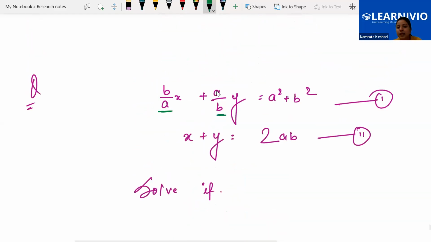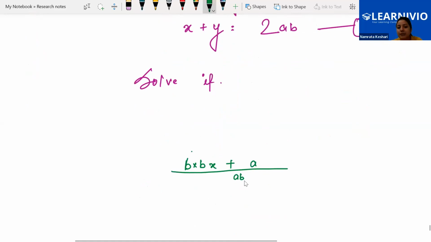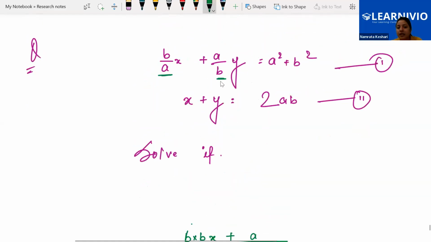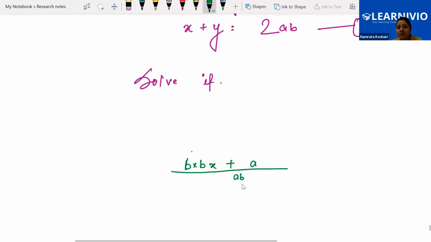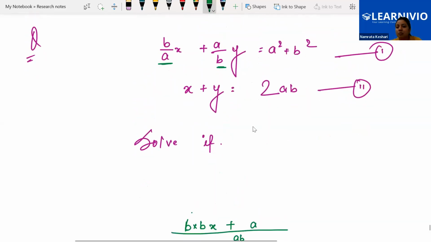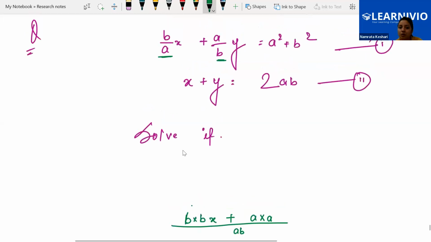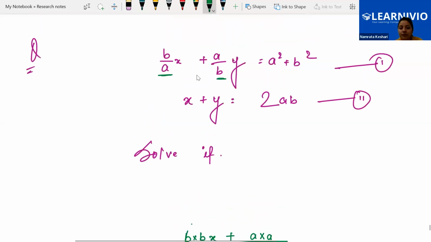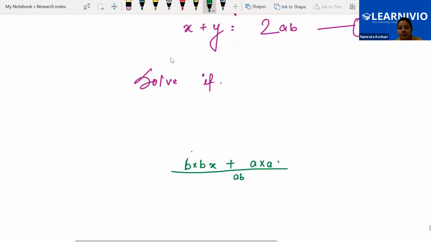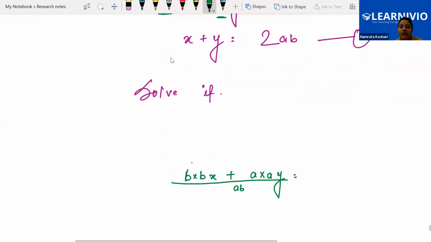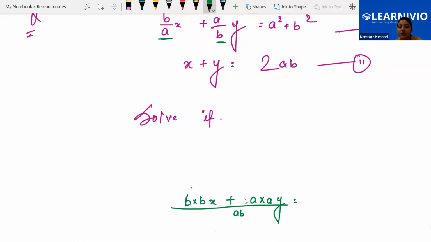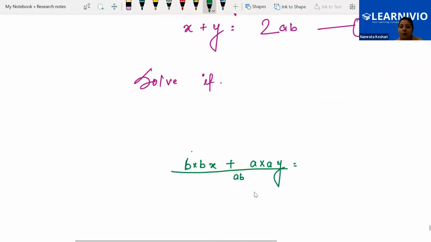We need to multiply this AB, since AB is the common denominator. And the next, this denominator is B. Here we are having LCM as AB. That means A we need to multiply in the numerator, right, Harshit? Yes, ma'am. We need to multiply A over here. Yes or no? Yes, ma'am. Like this only you have done. Yes, ma'am. Or we can directly also write that B square X plus A square Y is equals to A square plus B square.